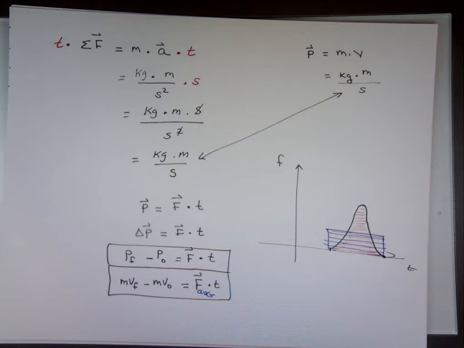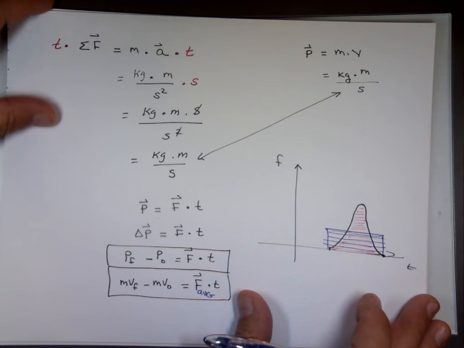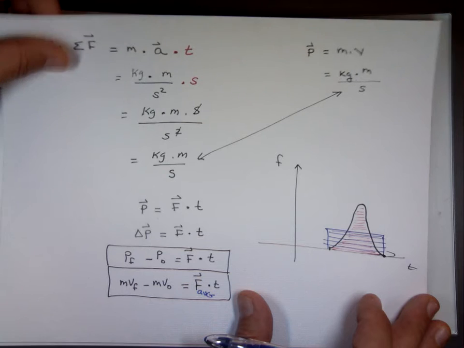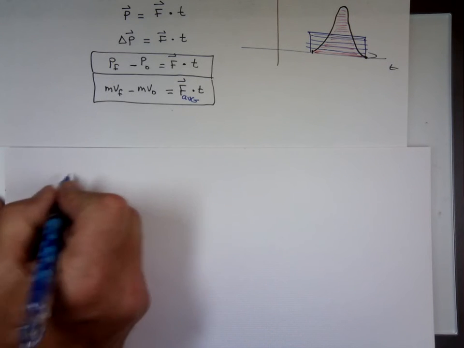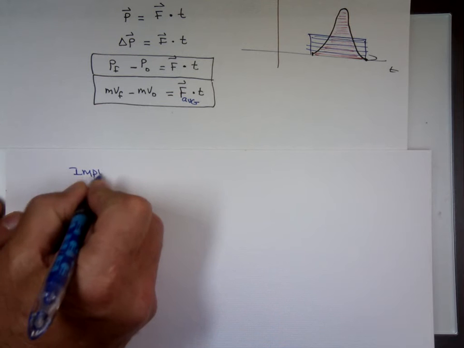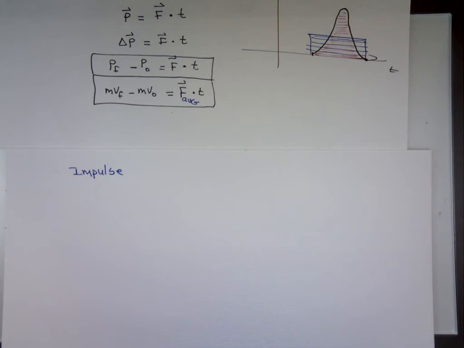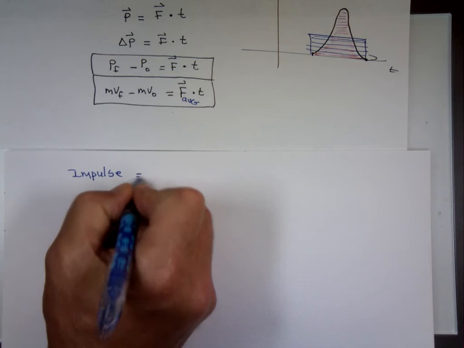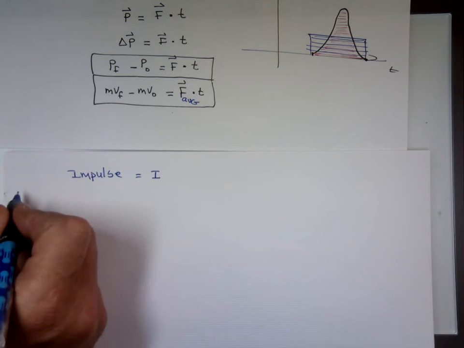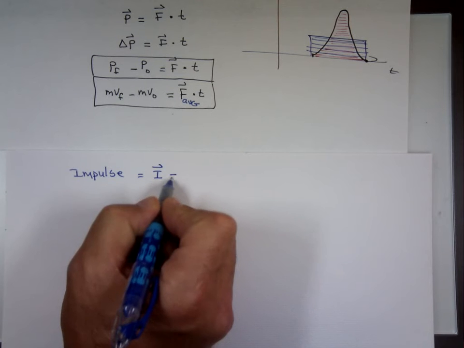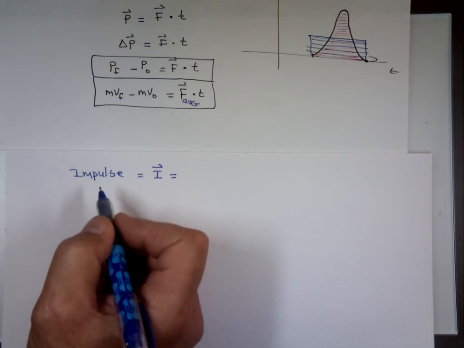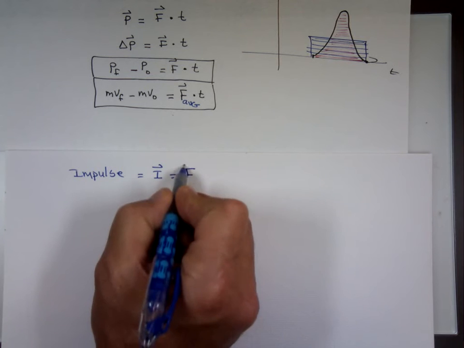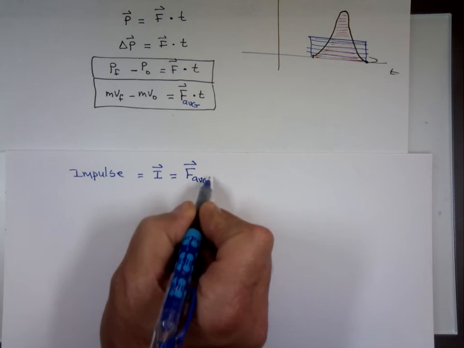Why are we interested in this equation? Because we have a new term called impulse. Did our book talk about impulse? Let's see quickly. Yes. We use the letter I for it. That's also a vector. So the direction of it is the same as the direction of the force. It's the average force times the change in time.